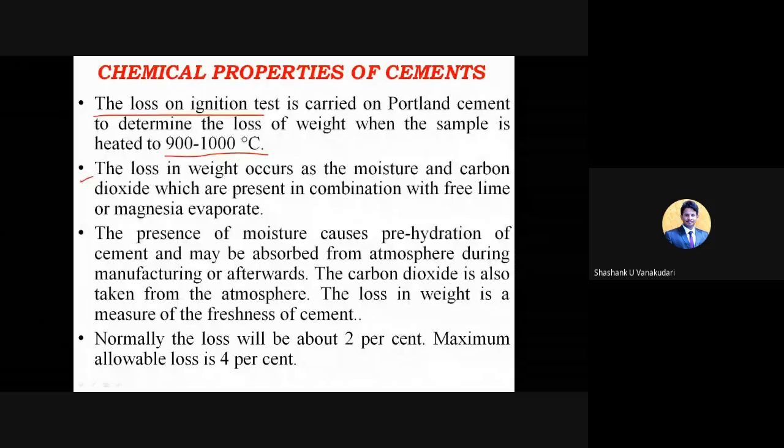So here the loss in weight occurs as the moisture and the carbon dioxide, which are present in combination with free lime or magnesia, evaporate. Not only the chemical formation is lost during the ignition process, even the weight of the material is lost, because of the moisture content as well as the carbon dioxide present in the environment. That also reacts with the moisture content and the heat of hydration takes place, and that particular portion is nowhere going to be useful in the concrete procedure.